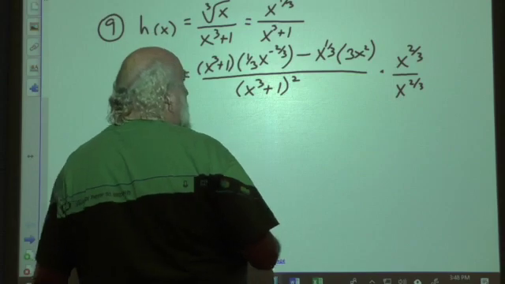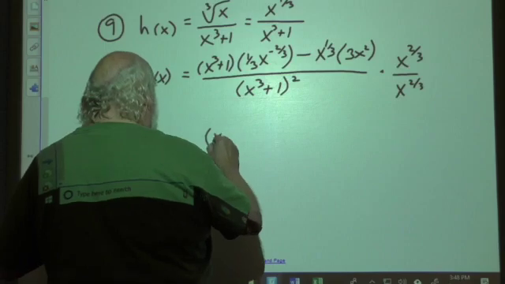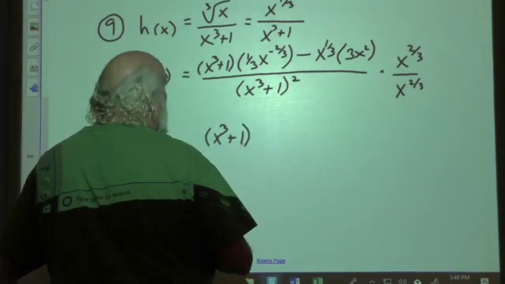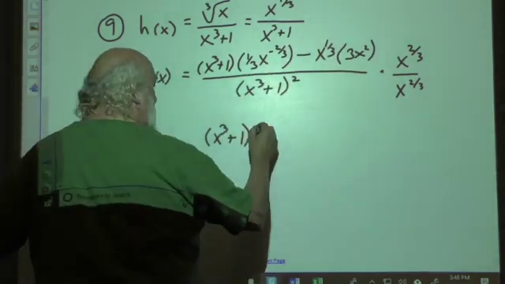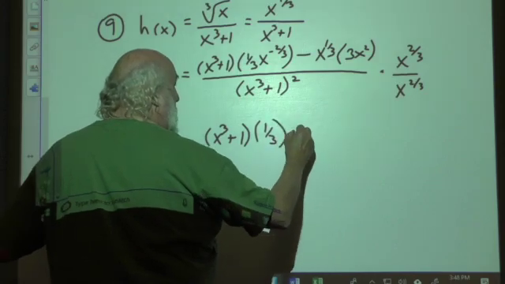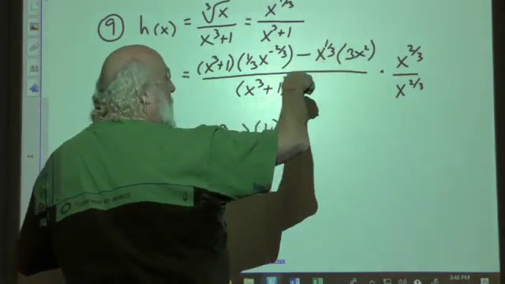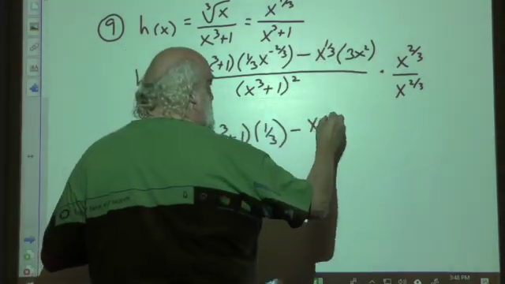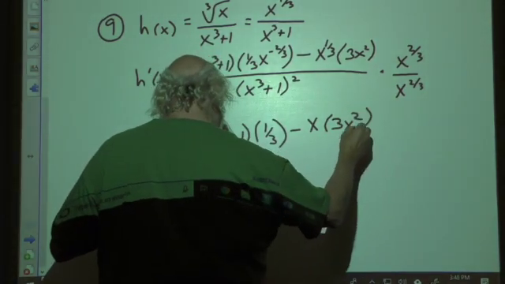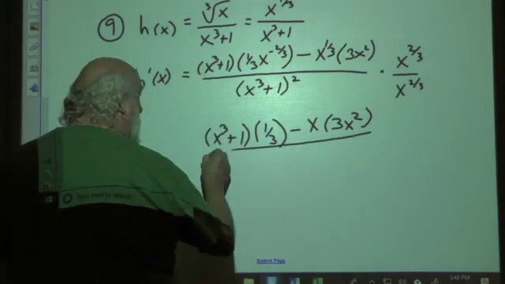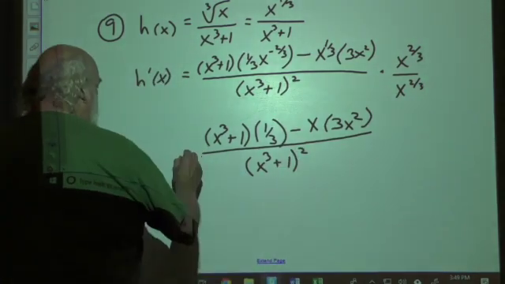So when I do that, this is going to give me x cubed plus 1. And then x to the 2/3 times x to the negative 2/3 is 1. That's why we do that. So that's going to be 1/3 right here. Minus, then x to the 2/3 times x to the 1/3 is x to the first. So this becomes x times 3x squared, the whole thing over x cubed plus 1 quantity squared.